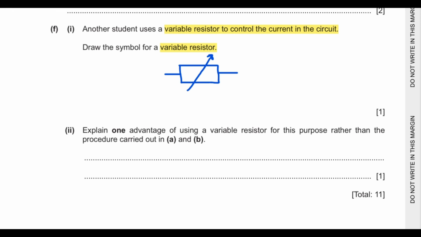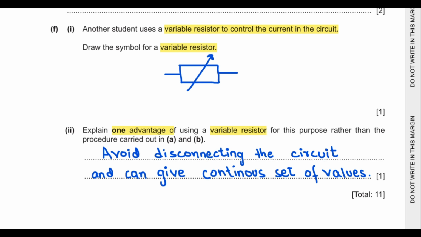The second part says explain one advantage of using a variable resistor for this purpose rather than the procedure carried out in A and B. In A and B, we disconnected the circuit and then plugged in another resistor of 330 ohms and then took the readings again. So using a variable resistor will avoid the disconnecting of the circuit, and it will also give us a continuous set of values.